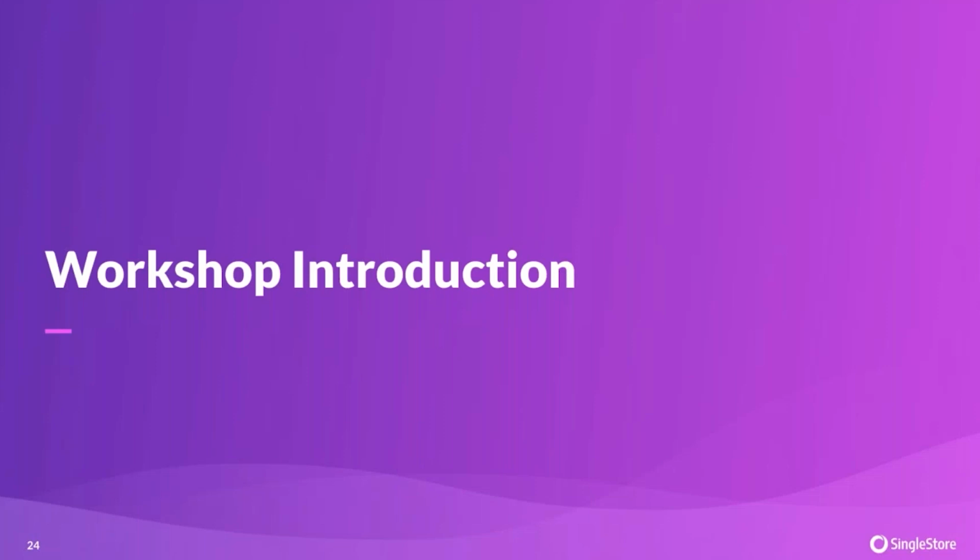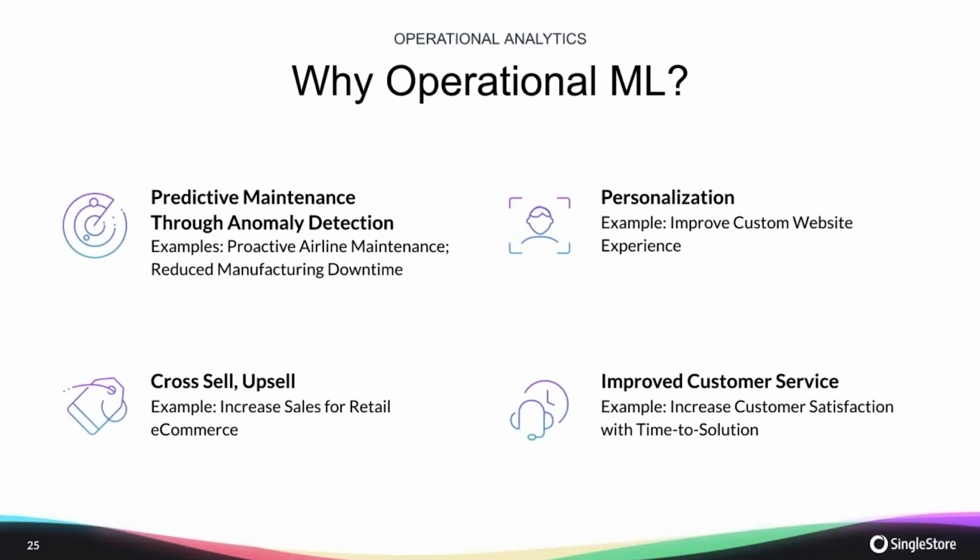So let's talk about what we're going to build today. We need to start with, well, why would we care about operationalizing machine learning models? Why does that matter, and what does that mean? Well, what that means is, the model is not of value until you inject the model into your operation. Usage cases like predictive maintenance, where we're doing anomaly detection, cross-sell, upsell, personalization, and improving customer service. These are all examples of where we want to inject ML into a process.